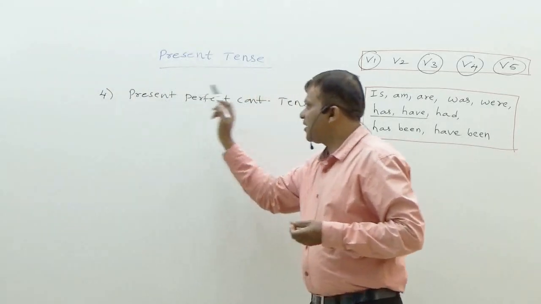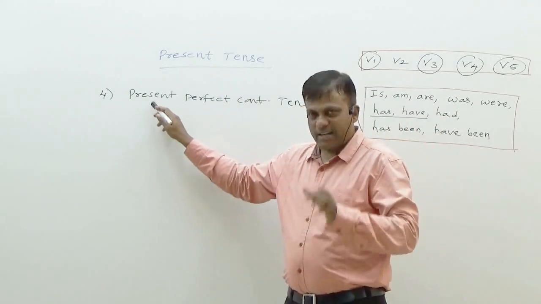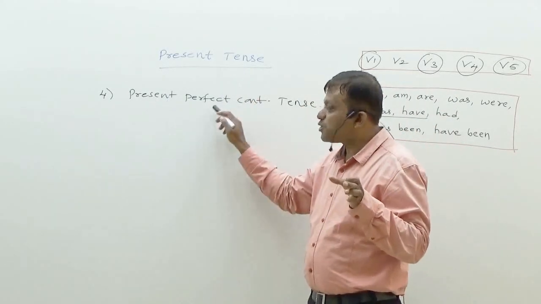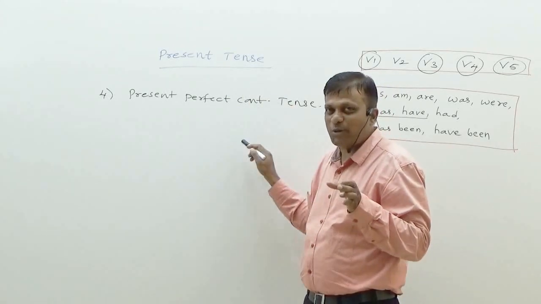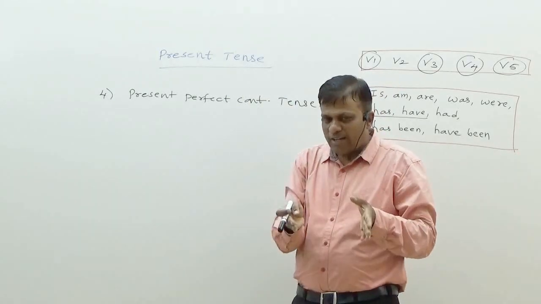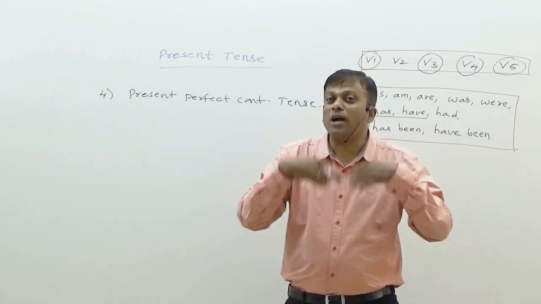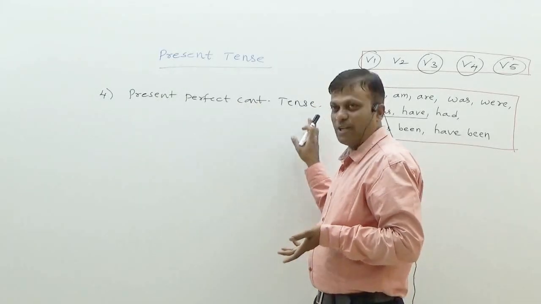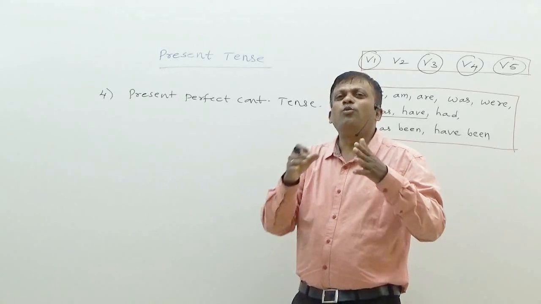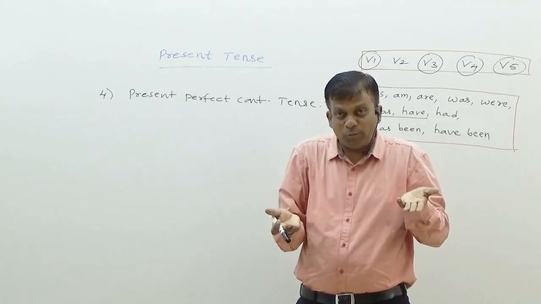See, present perfect continuous tense. An action started at present is over and again it is continuing, again it is going on. So you start an action, you finish some part of it, but again you continue doing it. That is present perfect continuous tense. And you don't know when it gets over.